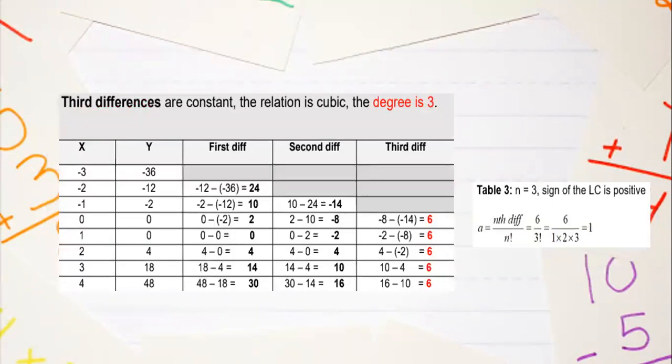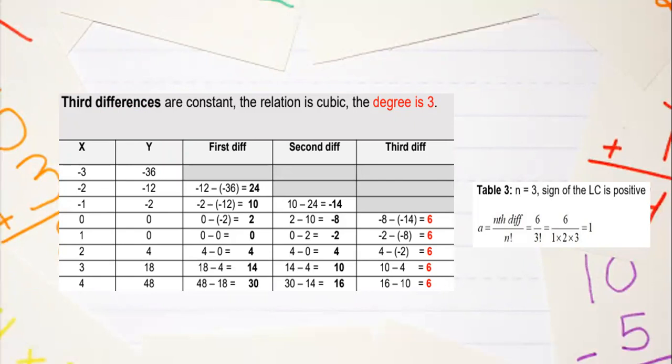We have x is minus 3, minus 2, minus 1, 0, 1, 2, 3, 4. And y is minus 36, minus 12, minus 2, 0, 0, 4, 18, 48. And so the first difference is like minus 12 minus minus 36, which gives us 24, minus 2 minus minus 12 gives us 10, 0 minus minus 2 gives us 2, 0 minus 0 is 0, 4 minus 0 is 4, 18 minus 4 is 14, 48 minus 18 gives us 30, and so on.